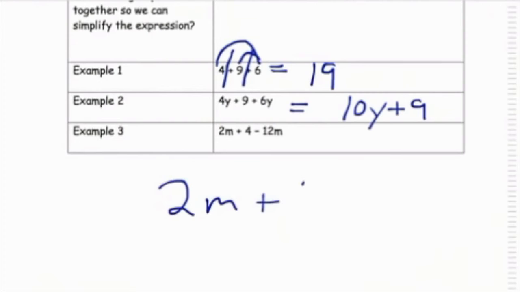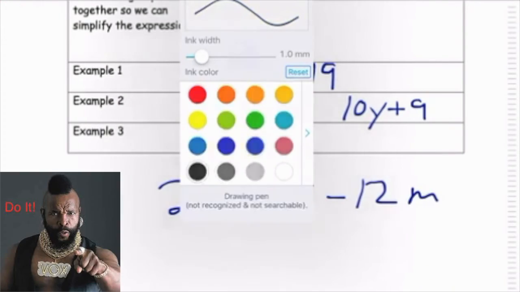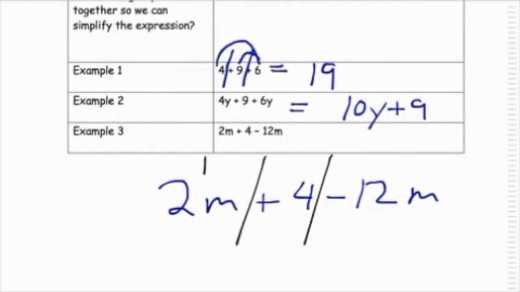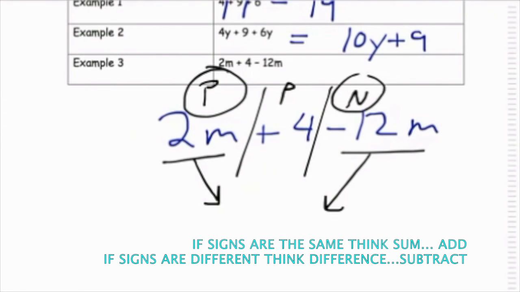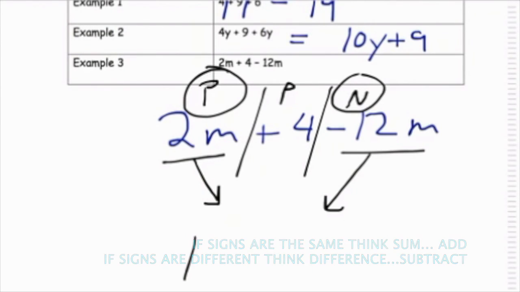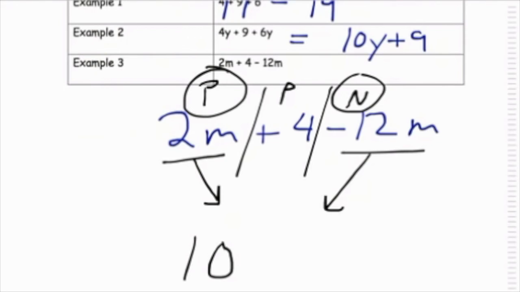2m plus 4 minus 12m. Split up your terms. Split, split. Positive, positive, negative. Now I combine 2m with negative 12m. Signs are different, so you subtract. 12 minus 2 is 10, but the negative team has more players. So it's not just 10, it's negative 10m.